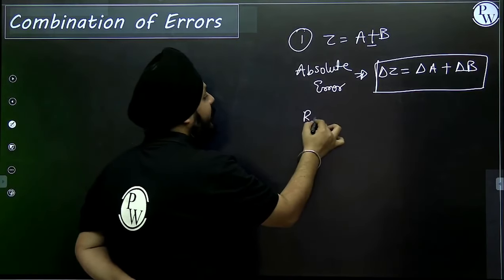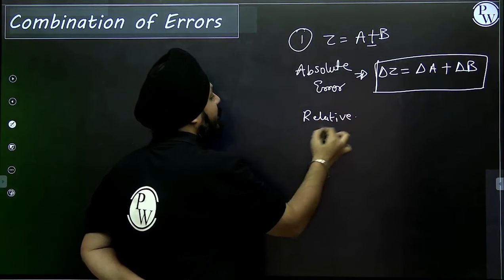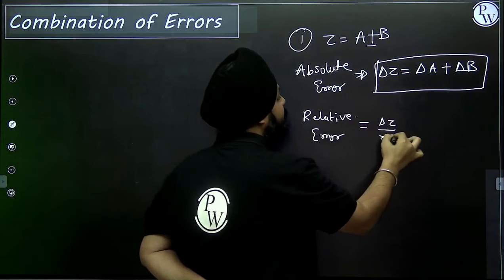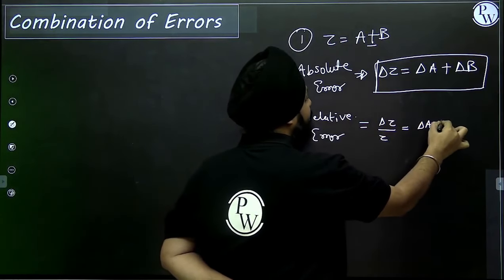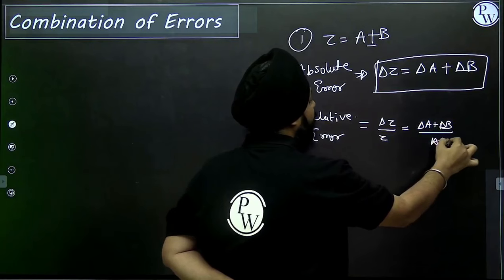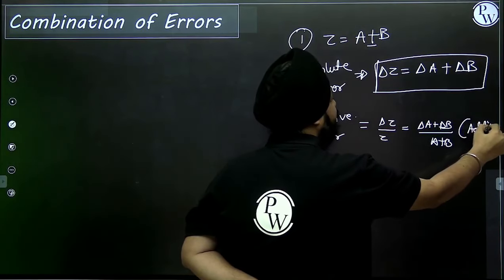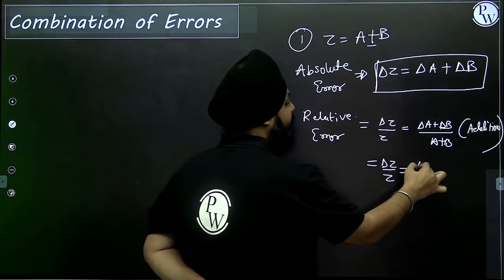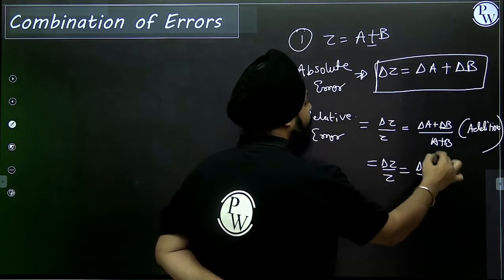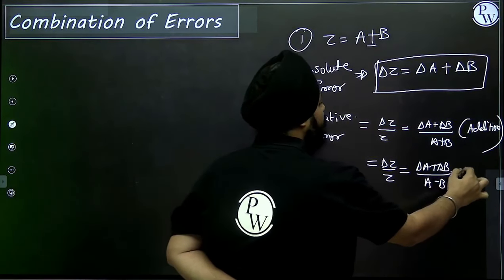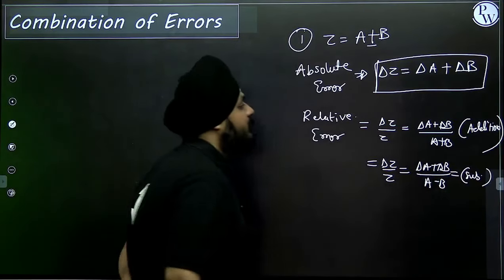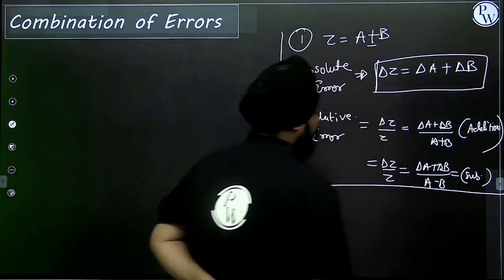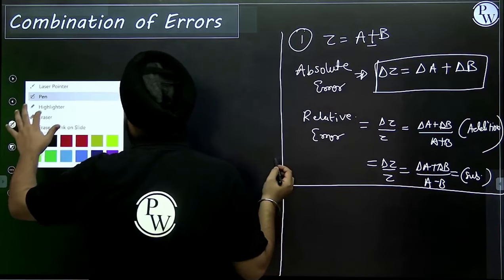If you need to calculate the relative error in the case of addition and subtraction, the relative error will be delta Z by Z. It will be delta A plus delta B, whole divided by A plus B in case of addition. In case of subtraction, it is delta Z by Z with A minus B in the denominator. That is, absolute errors are always added because we are going to take the fractional part. So this is the first case in the combination of errors.